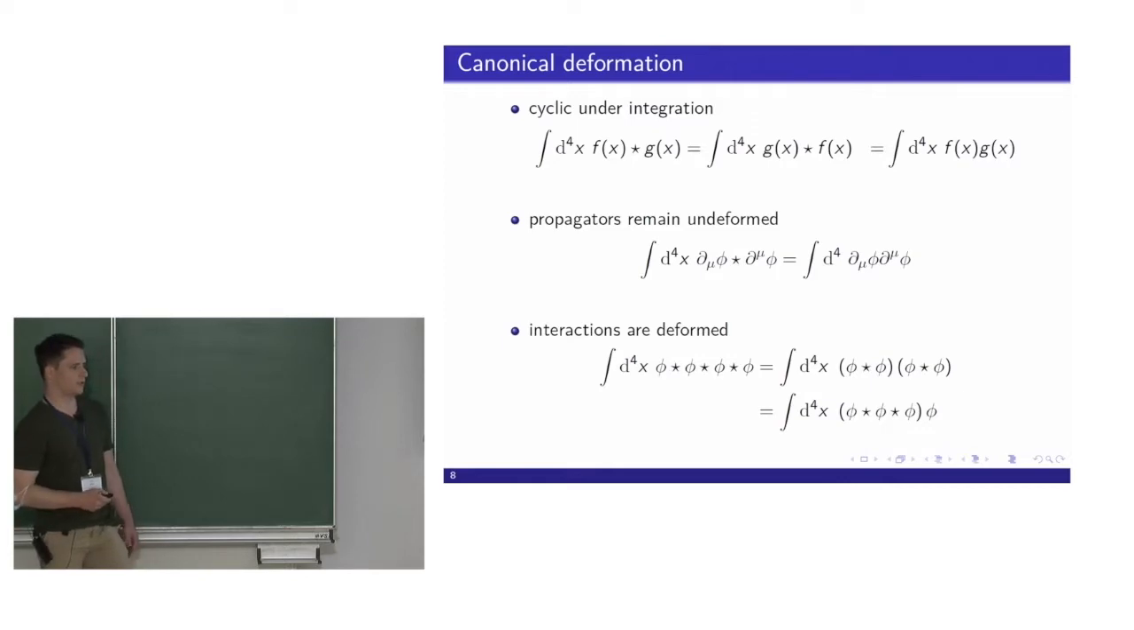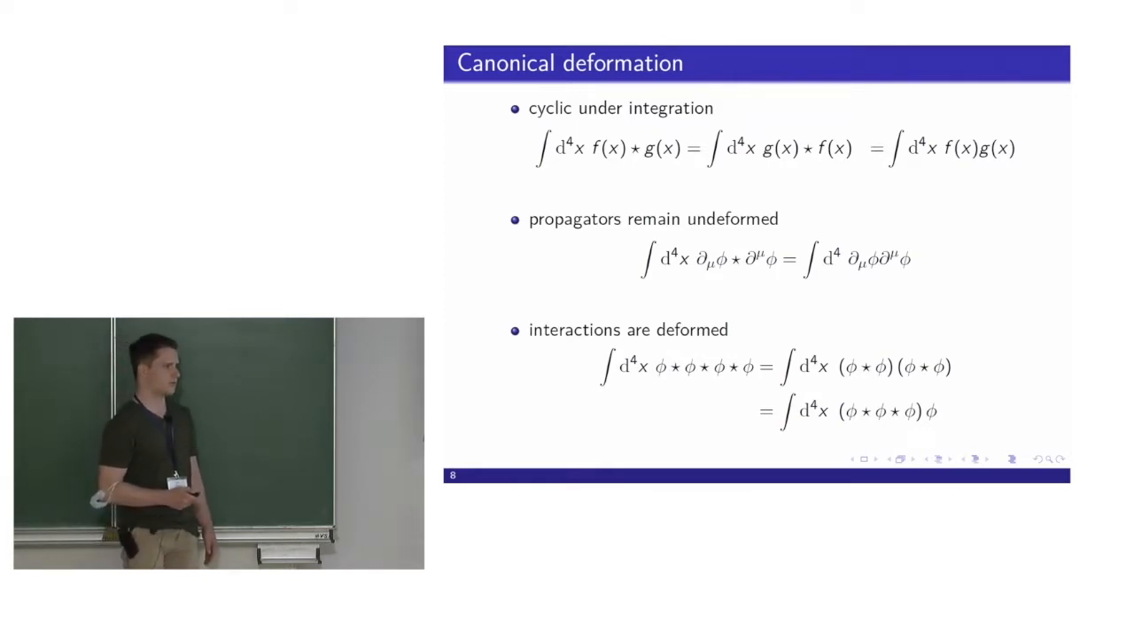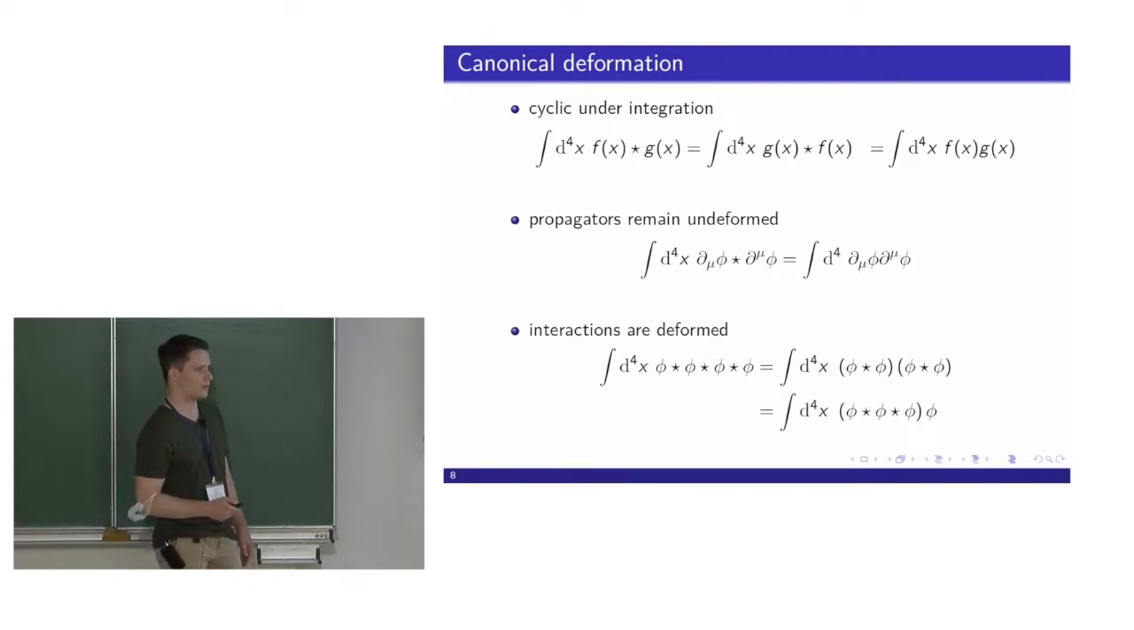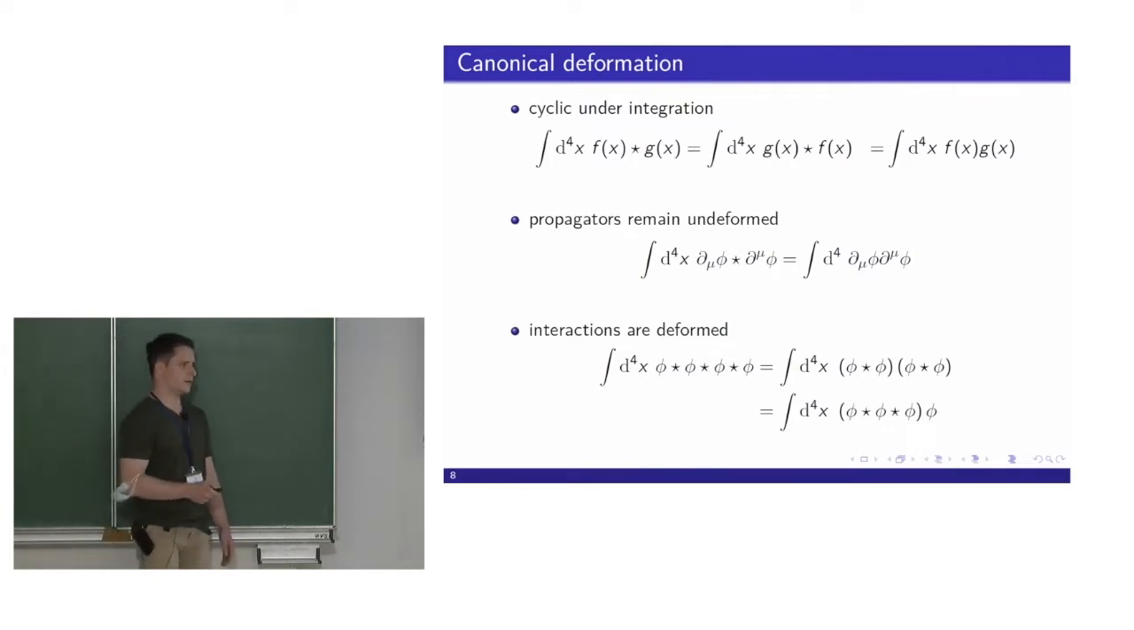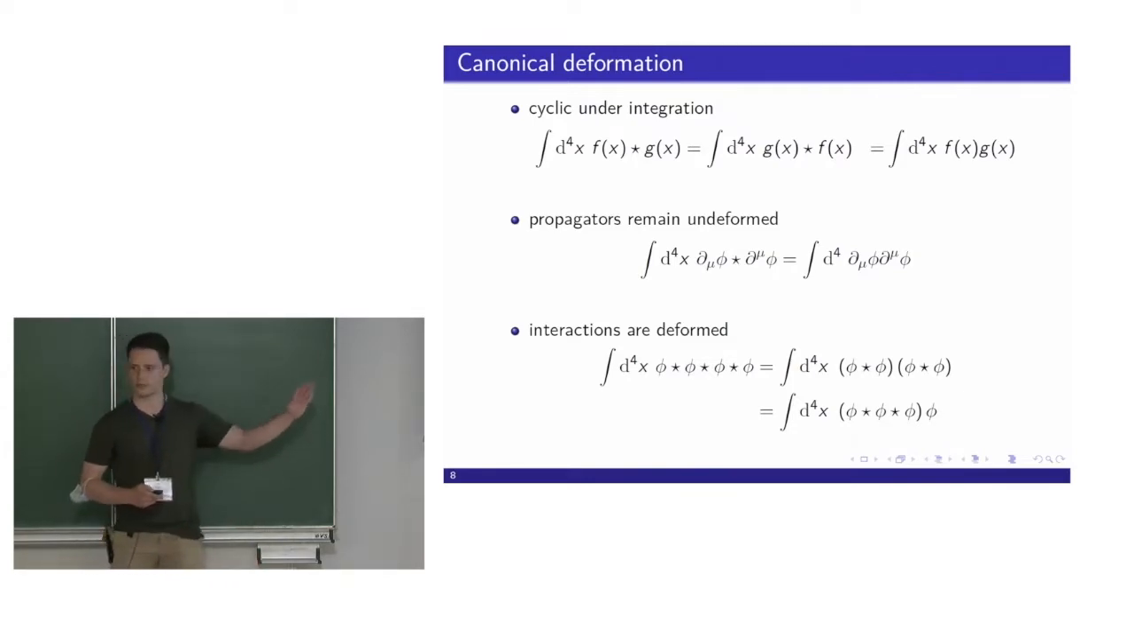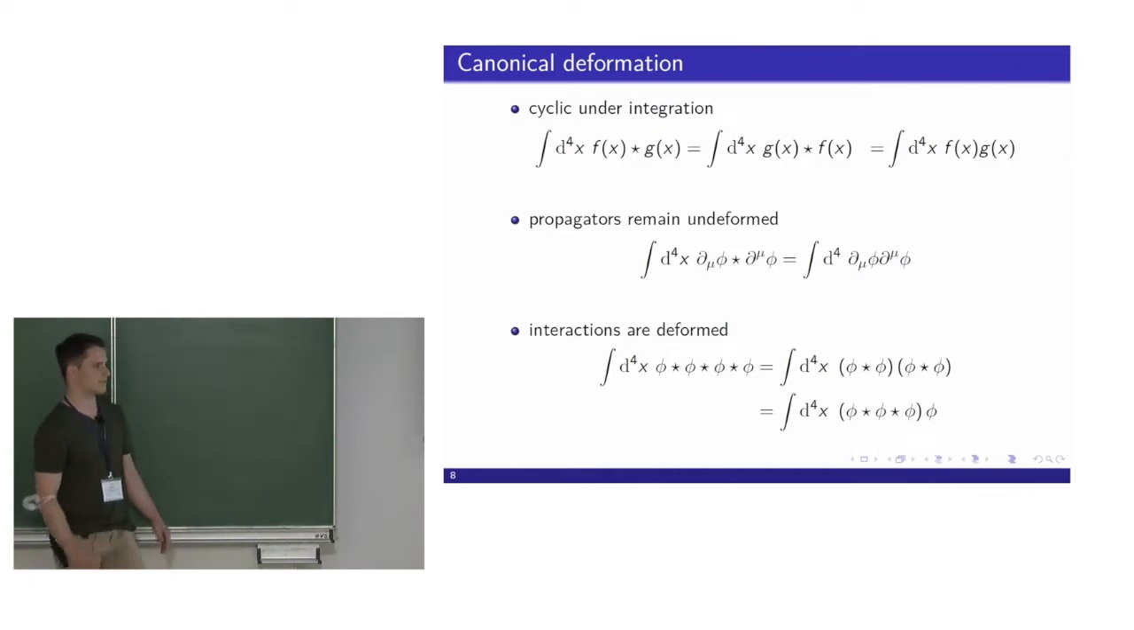Interactions are really deformed. Like when we consider the phi to the 4 interaction here, this has 3 star products. We can forget about at least one of them, either here in the middle or one of these at the border. And then there are still 2 star products left over. So this is really deformed. The deformation for this theory sits in the interactions.